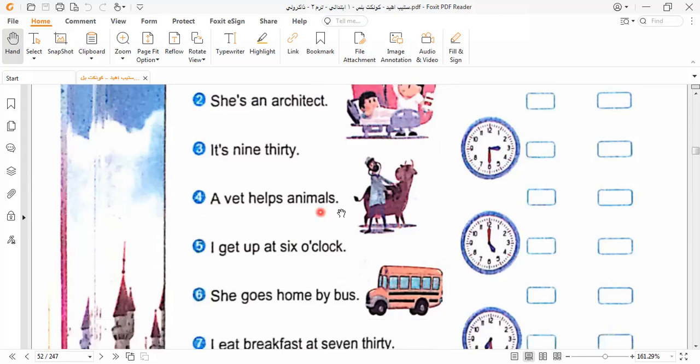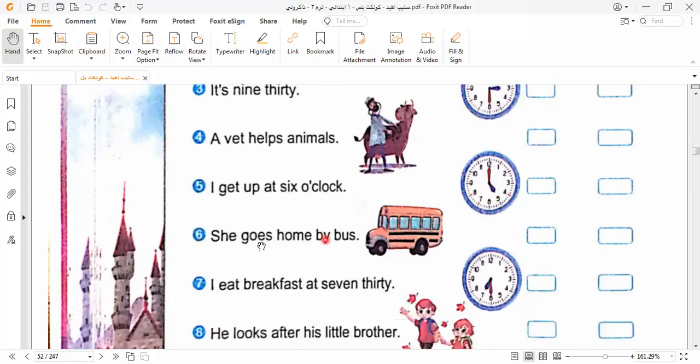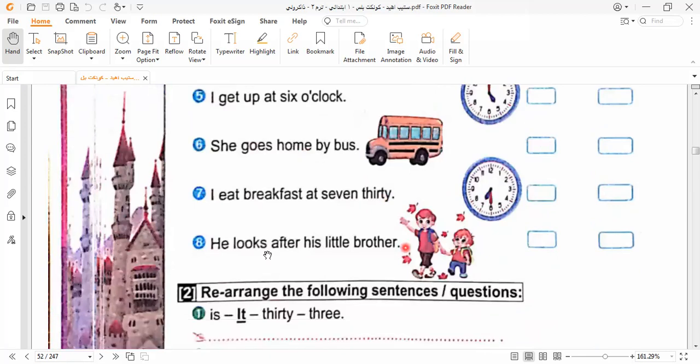If it helps animals, yes. I get up at 6 o'clock. No, it's not 6. It's what? It's 5. So I put no. She goes home by bus. Yes. Here is yes. I eat breakfast at 7:30. Yes. He looks after his little brother. Yes.